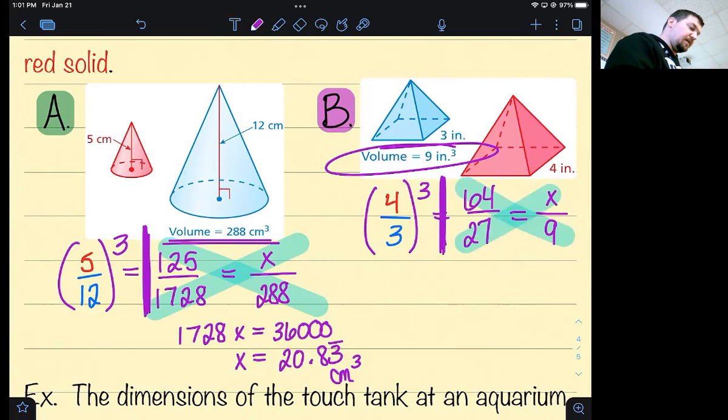Seth, can you tell me what 64 times 9 is? And divided by 27? 21.3, excuse me, 21.3 repeating.